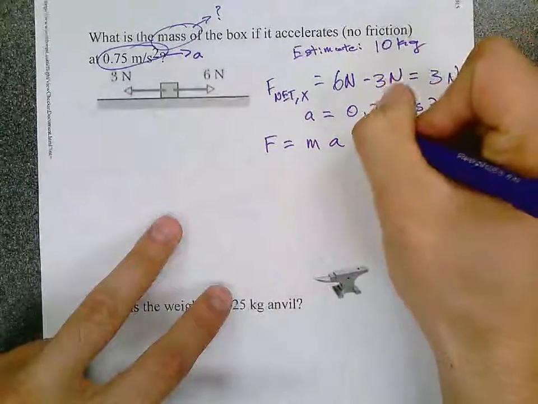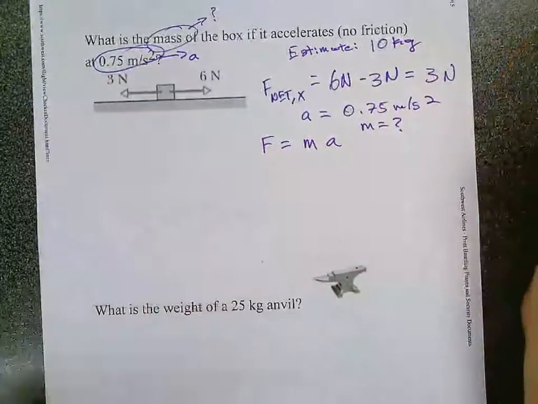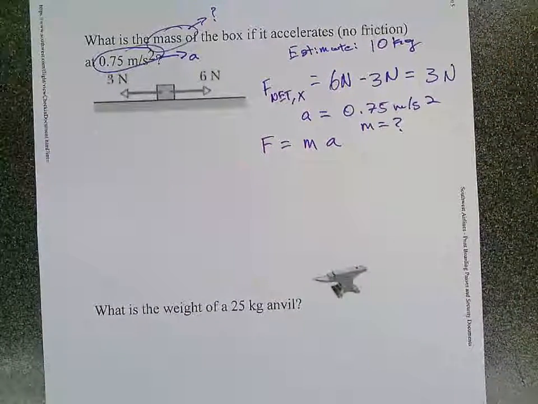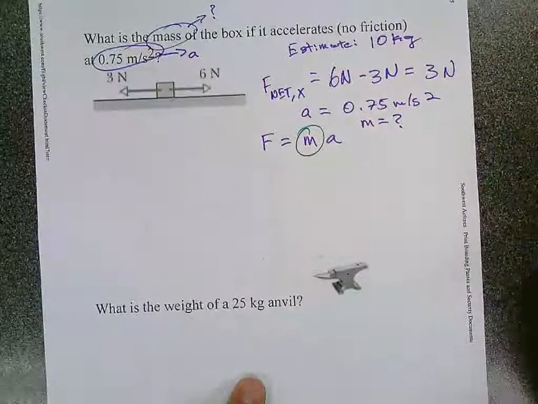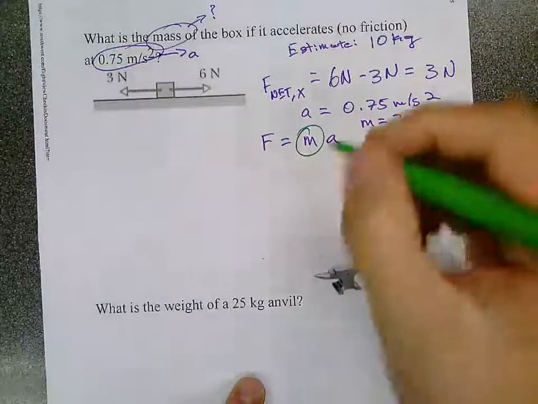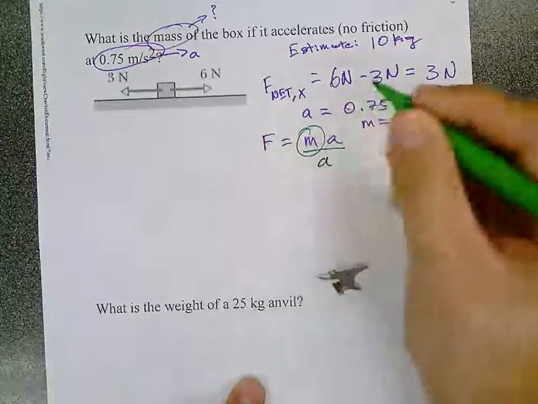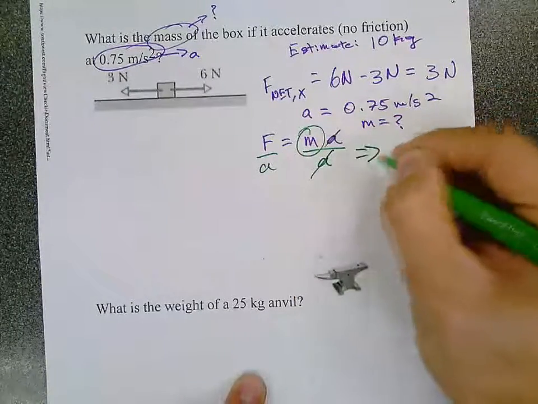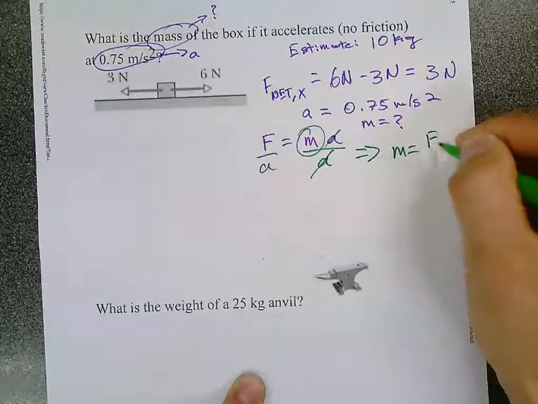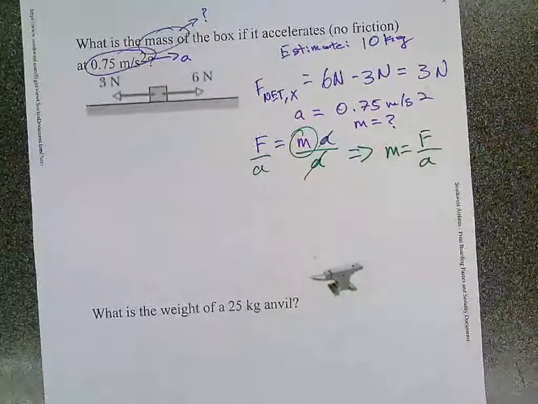Oh, we also need to understand that we're looking for m. M is a question mark. From there, you need to isolate m, because that's what we're looking for. To isolate m, you want to get rid of the a. You get rid of it by dividing on both sides, and you end up having m is equal to F over a.